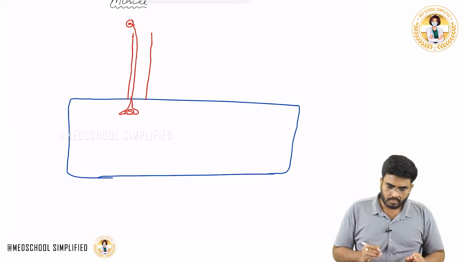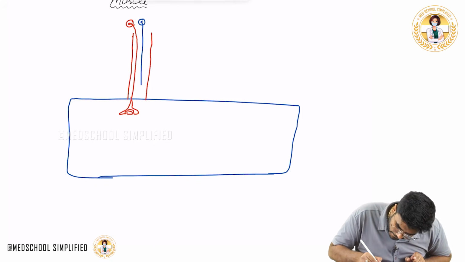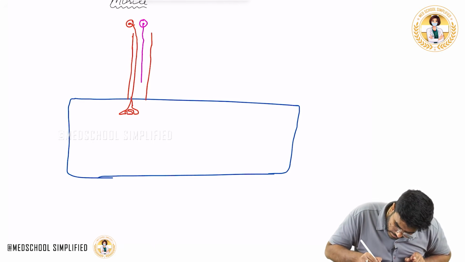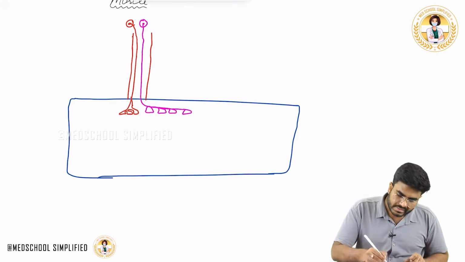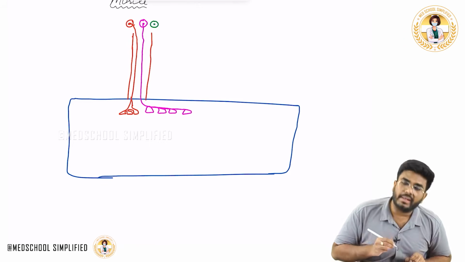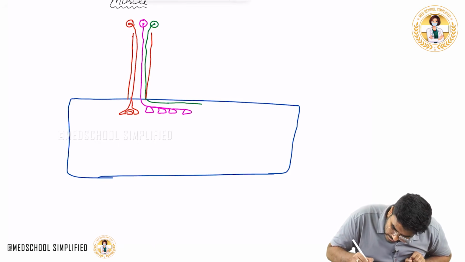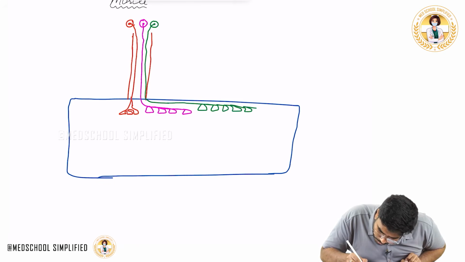Now, let's say this is one motor neuron. Now, this is the other motor neuron. It is coming like this. Okay, let's use the pink. So, this is the other motor neuron. It is coming like this. So, it is having how many axon knobs? It is having 4 axon knobs. Let's say there is one more motor neuron in the spinal cord. It is also coming through the same nerve, innervating the same muscle. But look at the number of axon knobs it is having. It is having more number of axon knobs.